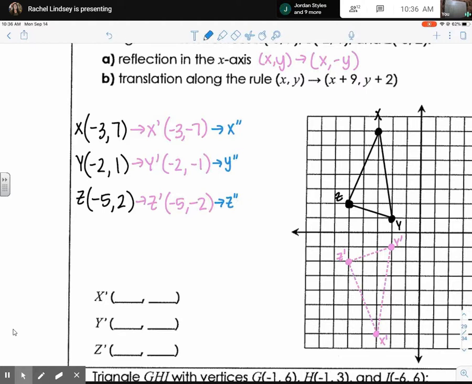So my second transformation that I'm applying to this shape is going to be a translation along the rule x plus 9, y plus 2. So I'm going to add 9 to all my x's and add 2 to all my y's. What's -3 plus 9? What's 9 minus 3? Oh, 6. Then what's -7 plus 2? Remember, you can do it either way. It would be -5.